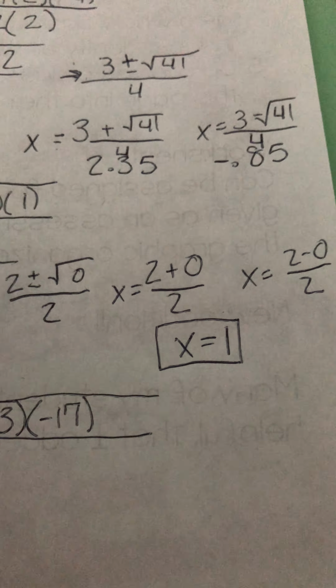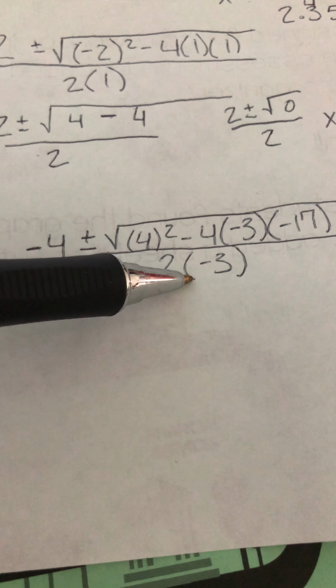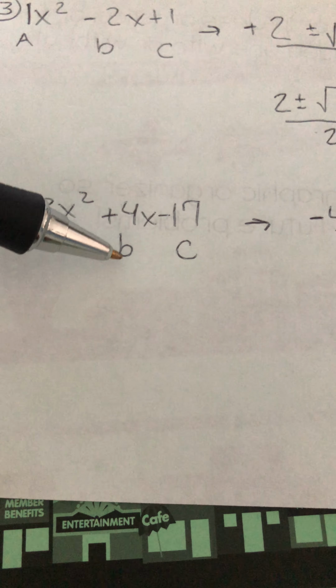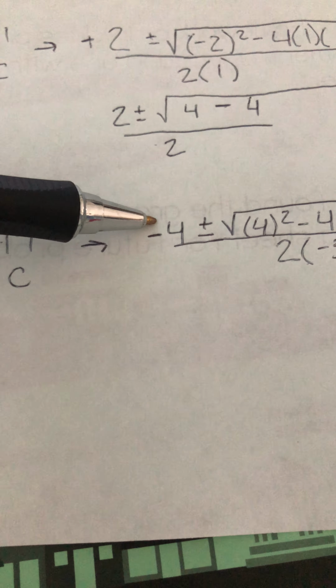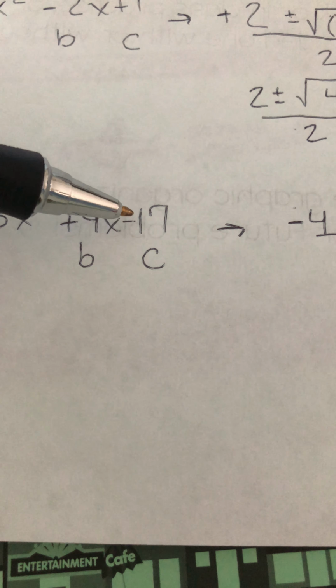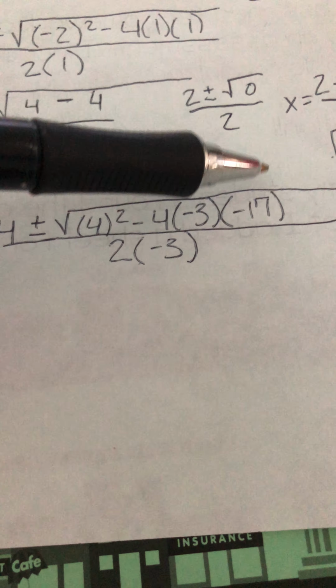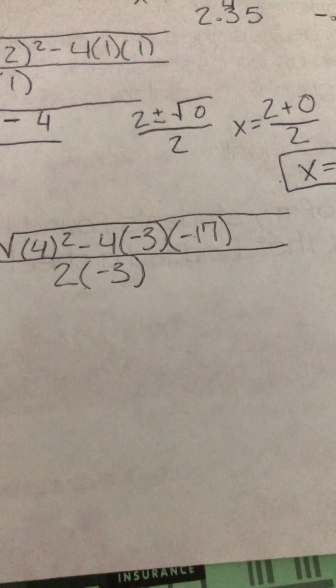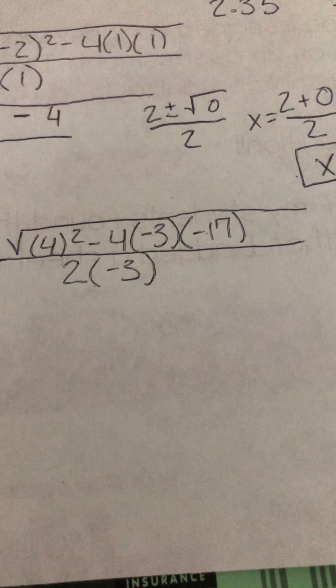Last one, a value is negative 3. We plug that in for a here and here. Your b value is the number in front of x, that's 4. Opposite of b here, and another b here. And your c value is your constant, it's negative 17. We plug that in here. All right, now we simplify what is under the radical.